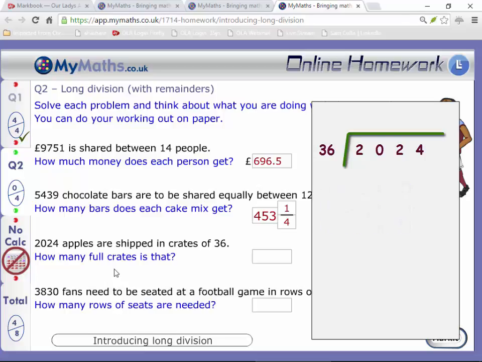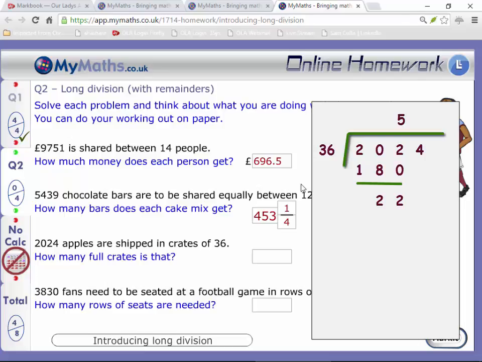So let's try 5. We're multiplying 36 by 5, remember. 5 times 6 is 30, carry the 3. 5 threes is 15, plus 3 is 18, so I end up with 180. 180 take away from 202, I end up with 22. 22 is less than 36, so it looks like I've judged that correctly.